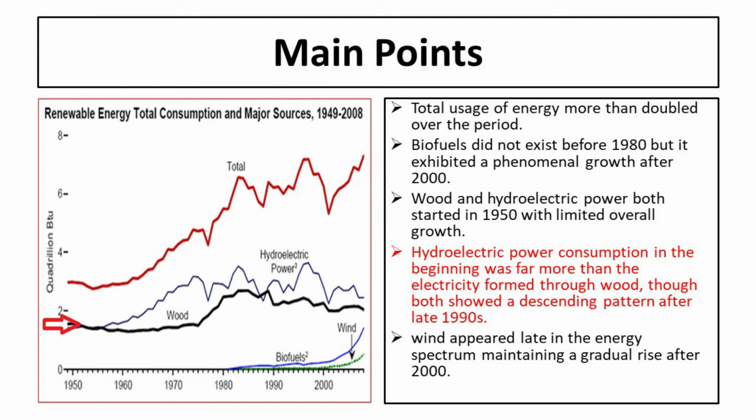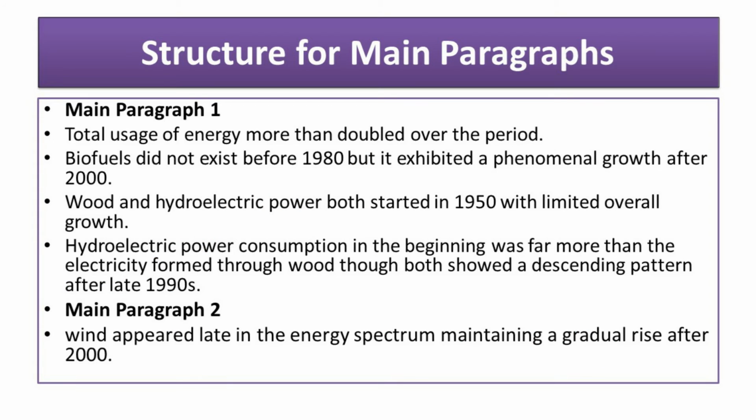We have also noticed that hydroelectric power, its start was good as compared to wood. The start of the wood was very slow. Lastly, if we talk about wind, it was also a late starter and it is also moving upward, but this only happened after 2000. These are the main points. Our job now is to arrange these main points into some structure. Now we use these points and we will write 2 main paragraphs.